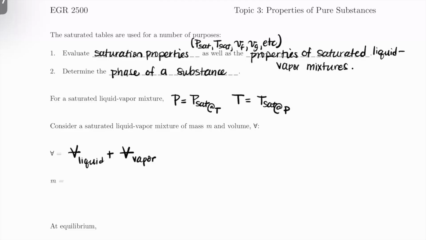And we do the same thing for mass. So we have the total mass of our system is the mass of the liquid plus the mass of the vapor. And we can also rewrite this in just an algebraically reorganized way. So we can say the mass of our liquid is the total mass minus the mass of our vapor, for example.